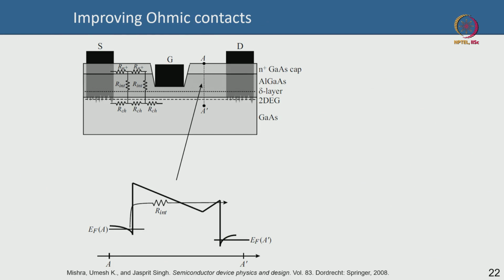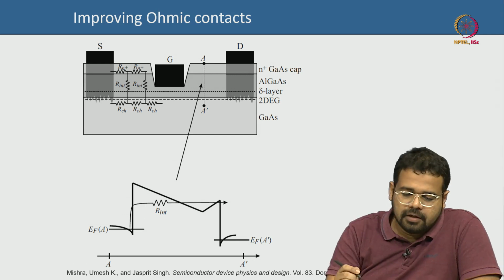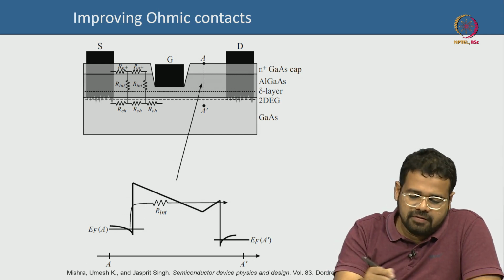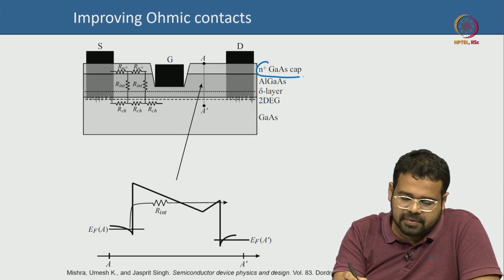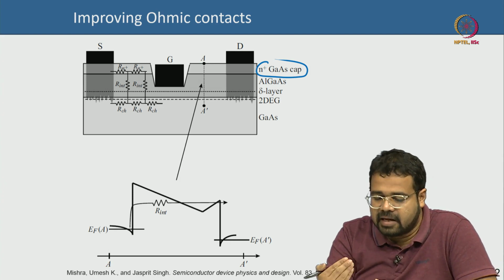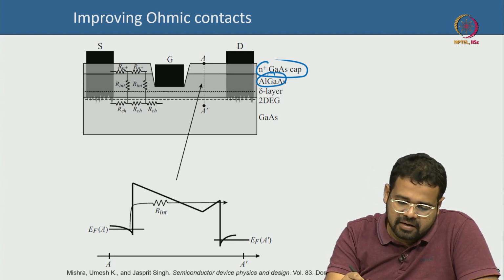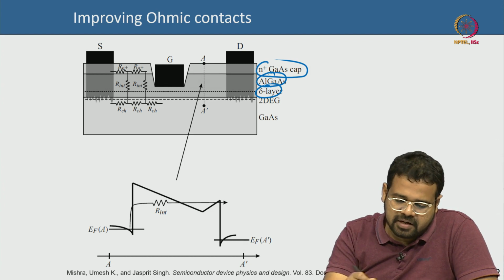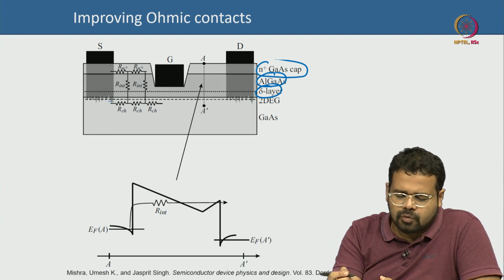but nevertheless, if I want to go into a little bit more detail, these images are taken from the book mentioned below, which I have often quoted here. What is happening here is that you have an N plus layer, this N plus GaAs layer, so that you can improve the contact, because it is a very highly doped layer, and then there is this LGAS barrier, and there is this delta layer, again there is a spacer, and then there is a 2DEG here. Okay.